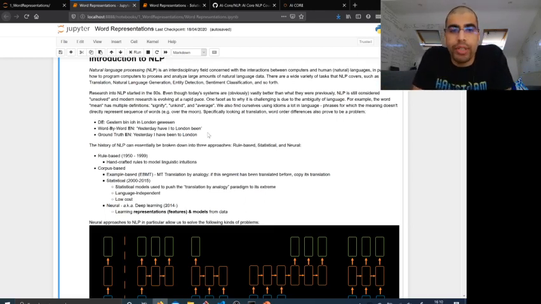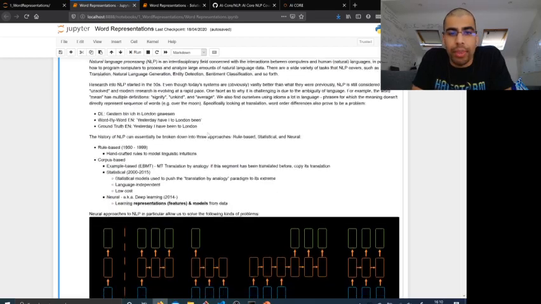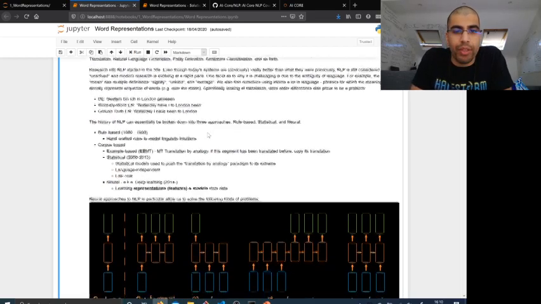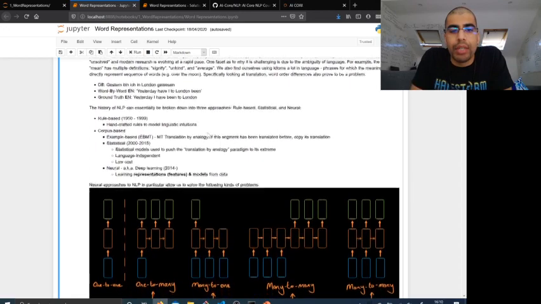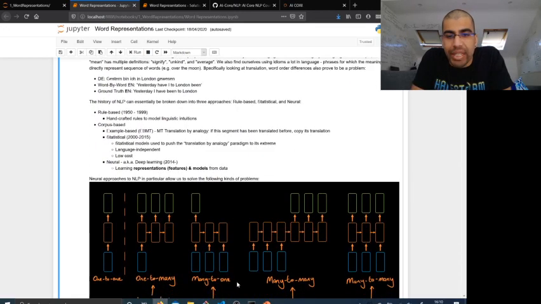Neural approaches in NLP generally allow us to solve the following kinds of problems: one to many, many to one, many to many, and many to many. The one-to-one case is simply a neural network. Let me explain what these boxes are. Every blue box here is an input to the network, and the network is represented by either this orange box or this sequence of orange boxes.